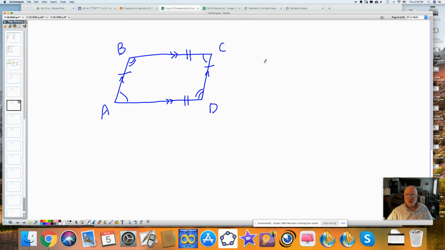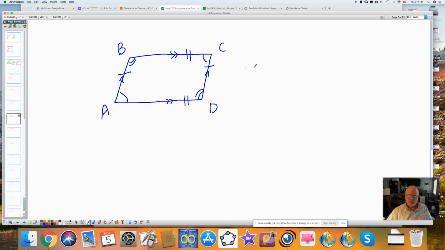Someone said, why don't you try the angle, angle, side? Maybe that would work. And again, we get the same kind of thing. If I have an angle here and another angle here, and this side length is congruent to the one up above, again, I can move this third side anywhere. This does not work.